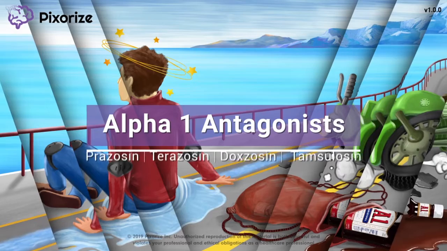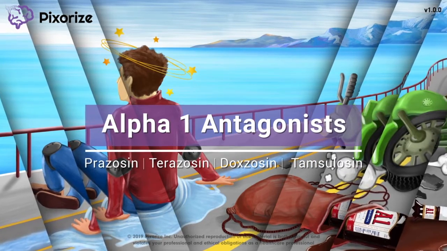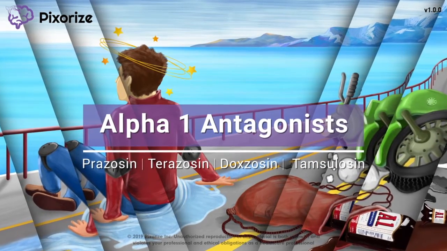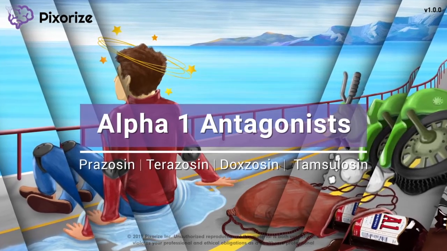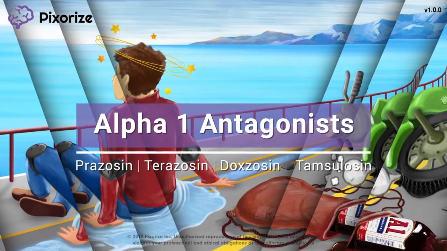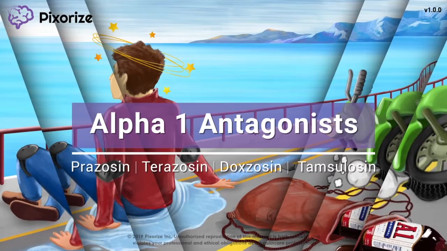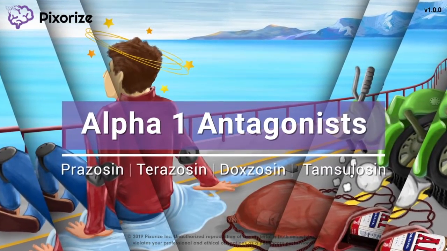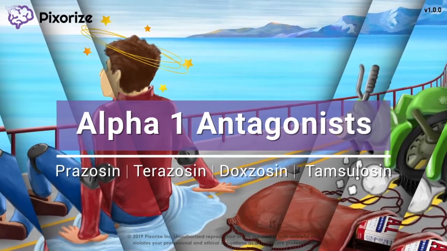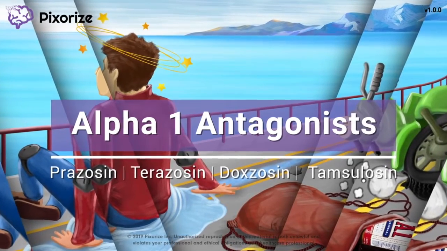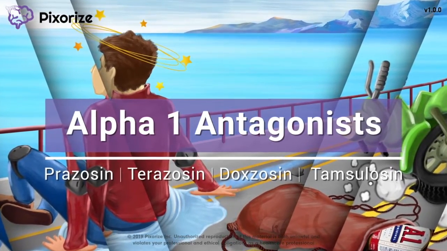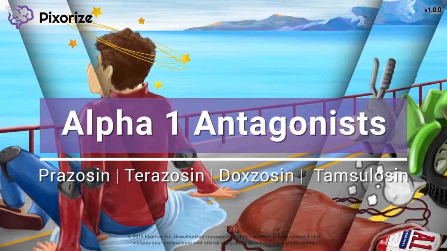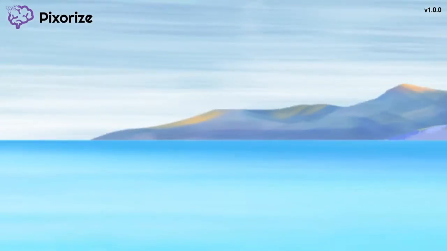Alpha-1 antagonists are a drug class that includes prazosin, terazosin, doxazosin, and tamsulosin. These -osin drugs are responsible for the relaxation of smooth muscle and are used clinically to treat benign prostatic hyperplasia and hypertension. In this visual mnemonic video, I'll cover everything you need to know about alpha-1 antagonists, so you're ready for test day. Let's get started.